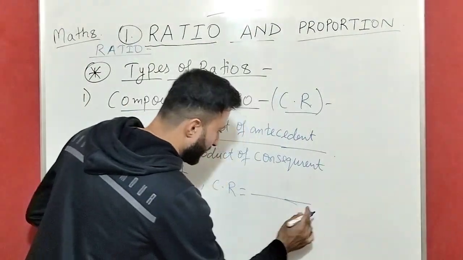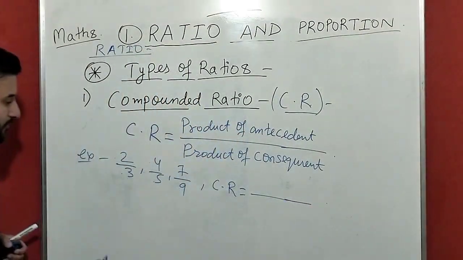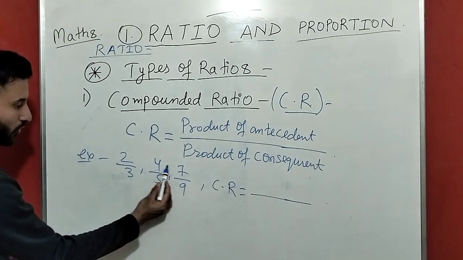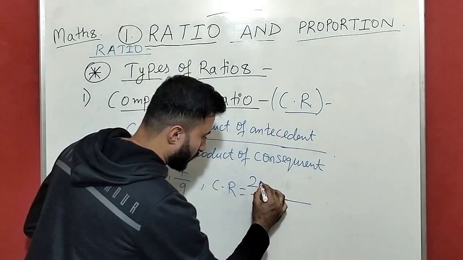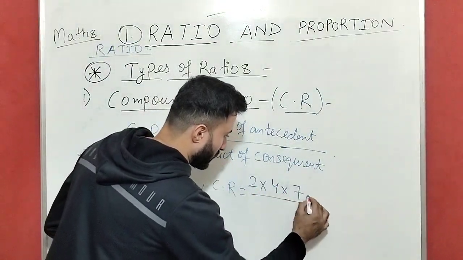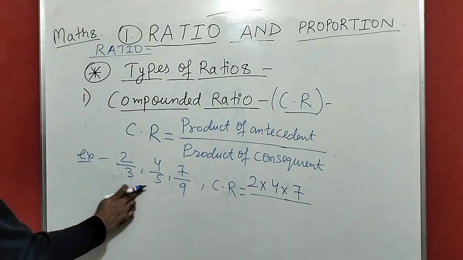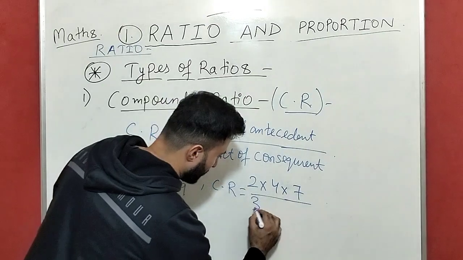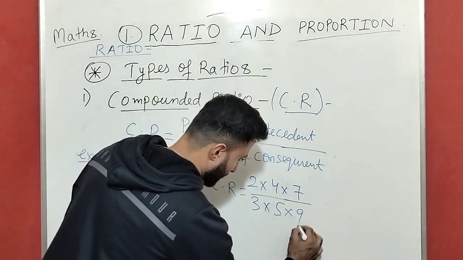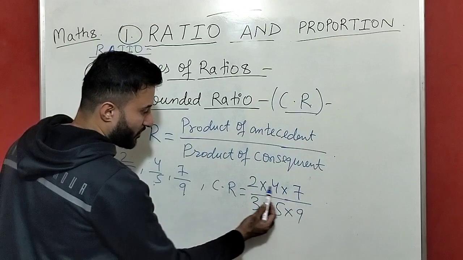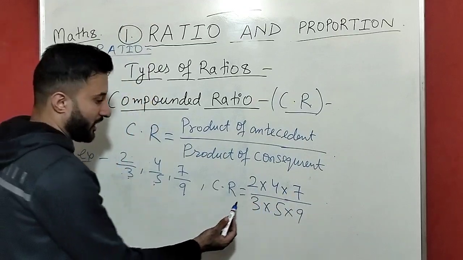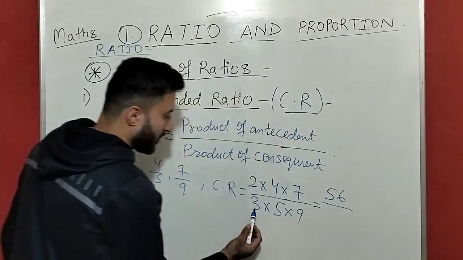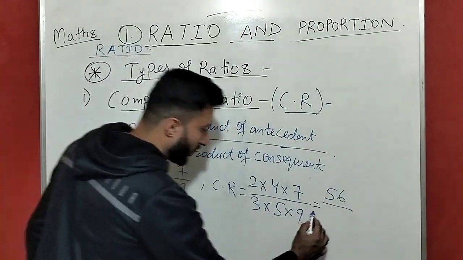So the product of antecedent. This is the antecedent. Product means multiply. So 2, 4, 7 are the antecedents. Product of antecedent, 2 into 4 into 7, divided by product of consequent. These are the consequents, 3 into 5 into 9. We will multiply this with the help of your calculator. 2 4s are 8, 8 7s are 56, divided by 3 5s are 15, 15 9s are 135.